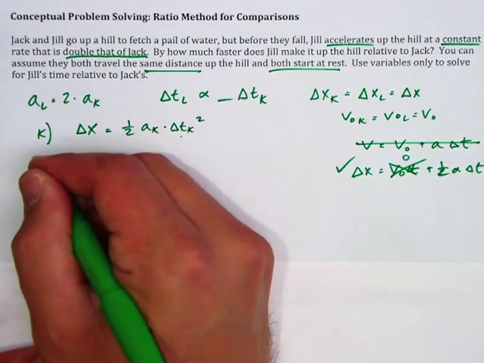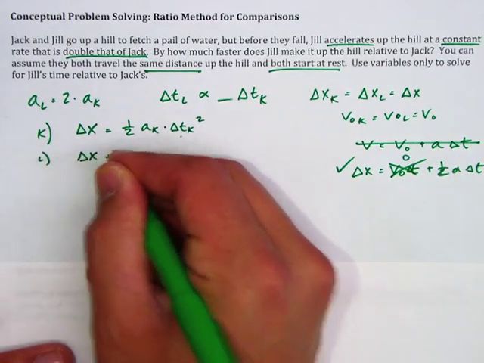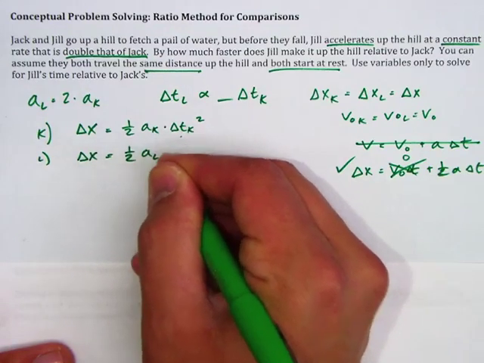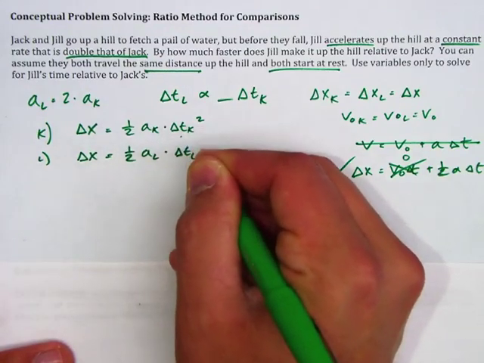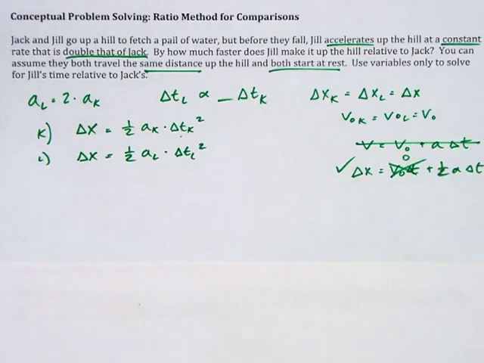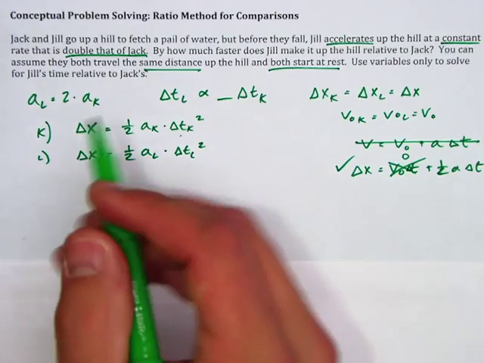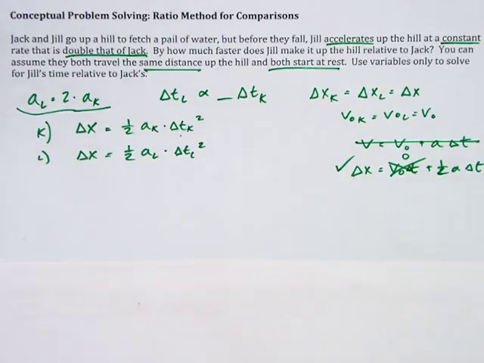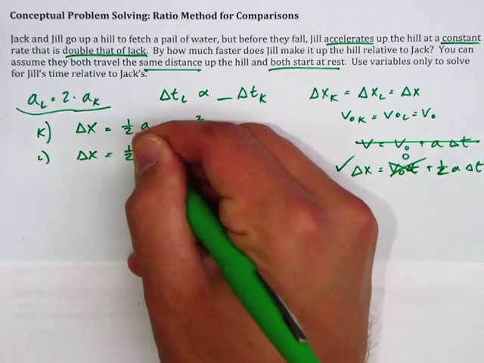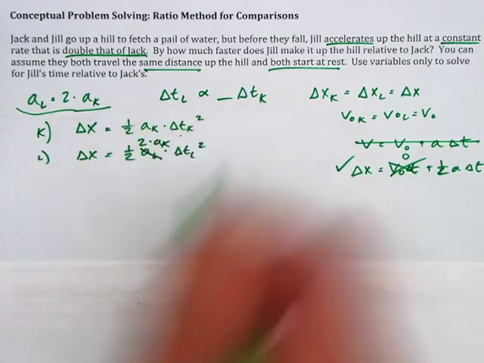So that will define, if we knew Jack's time up the hill and his acceleration, we could find his displacement. Then we're going to do Jill below it. Delta x equals 1/2 the acceleration of Jill times the time of Jill squared. So again, if we knew Jill's acceleration and her time, we could find the displacement. But we want to find one time relative to the other. So I'm going to use this expression at this point to eliminate one of my accelerations. I know that Jill's acceleration is double Jack's. So instead of Jill's acceleration, I'm going to insert here 2 times Jack's acceleration.